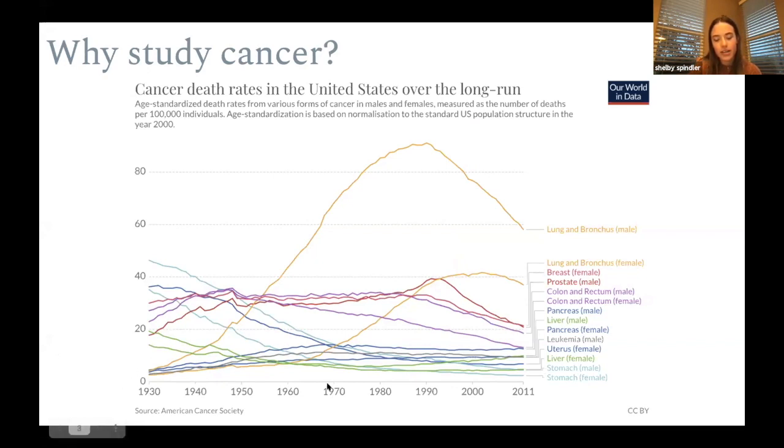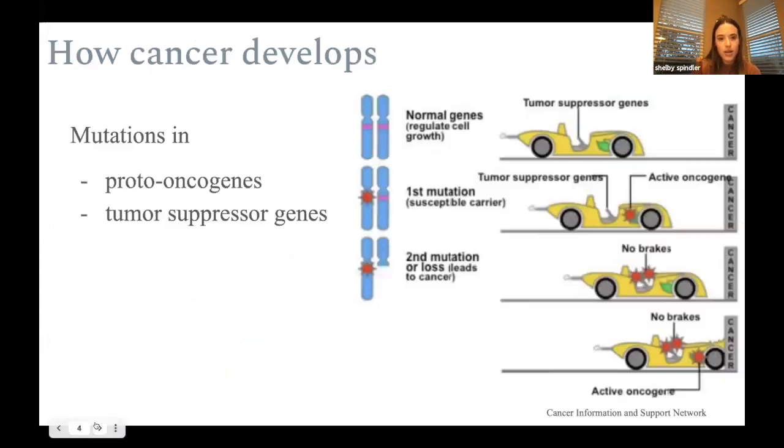So down here on the x-axis, we see the year, and here on the y-axis is the death rate per 100,000 individuals. And if we look down at these, since about the 70s, even though we've had a lot of technological advances and treatment advances since then, the outcomes are not really improving. And if this many people are getting cancer and over this many years, the outcomes are not improving, then that's a really big problem.